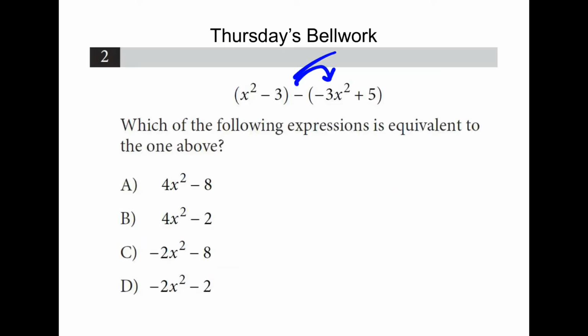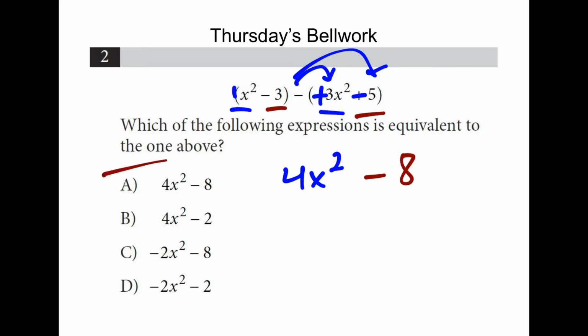Thursday, I have to distribute this negative, so this becomes plus and this becomes negative. My x squared terms, I have a total of 4 of them, because remember, there's an invisible 1 in front of this one. For my number terms, I have a negative 3 and a negative 5, so that's minus 8. A is the best choice.